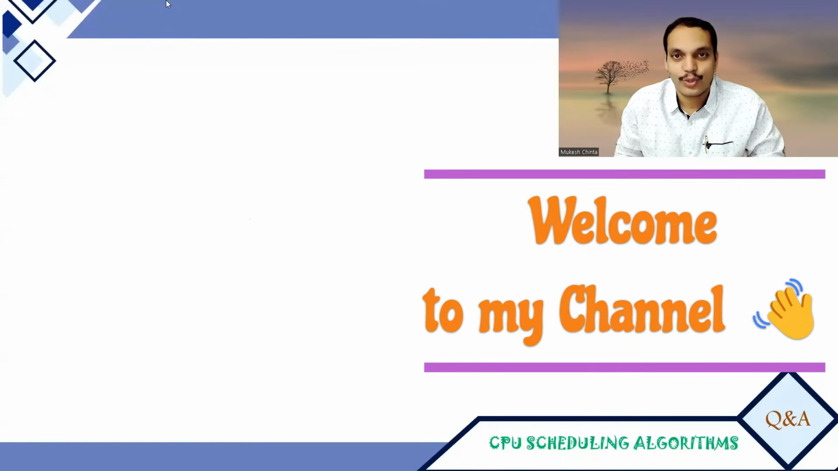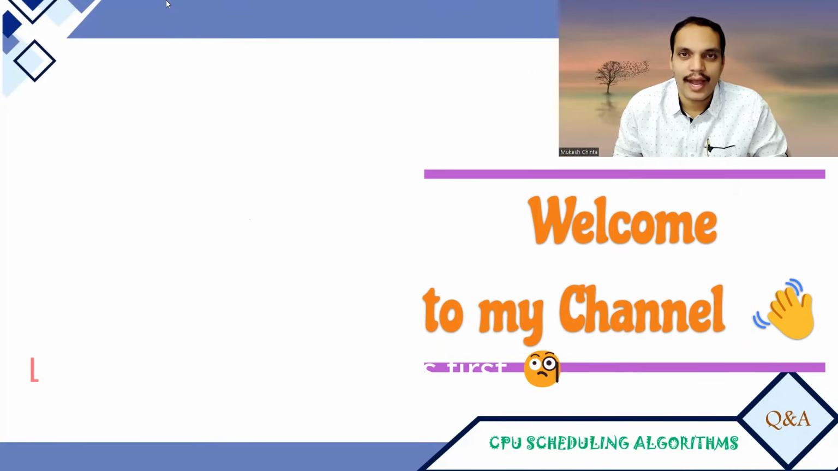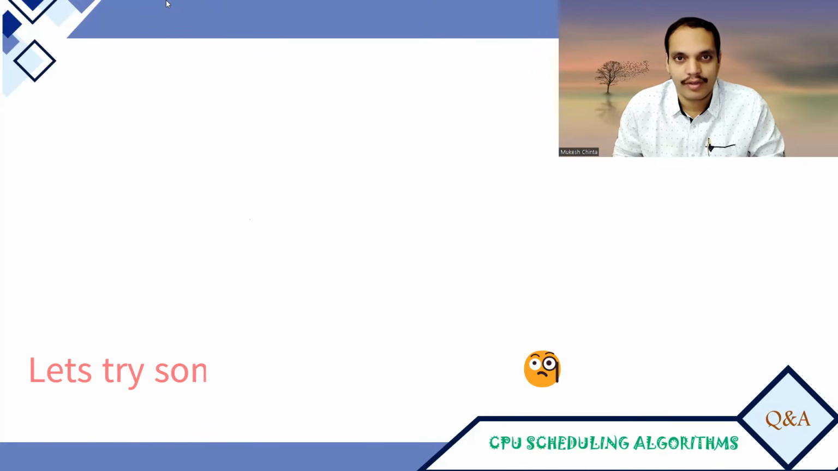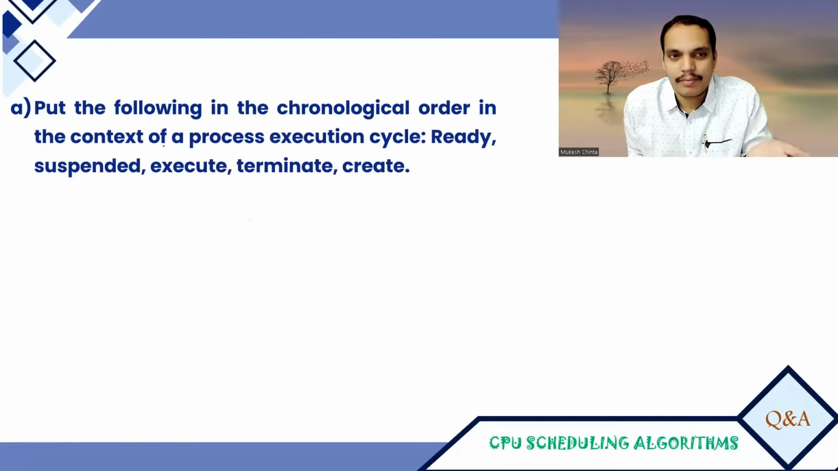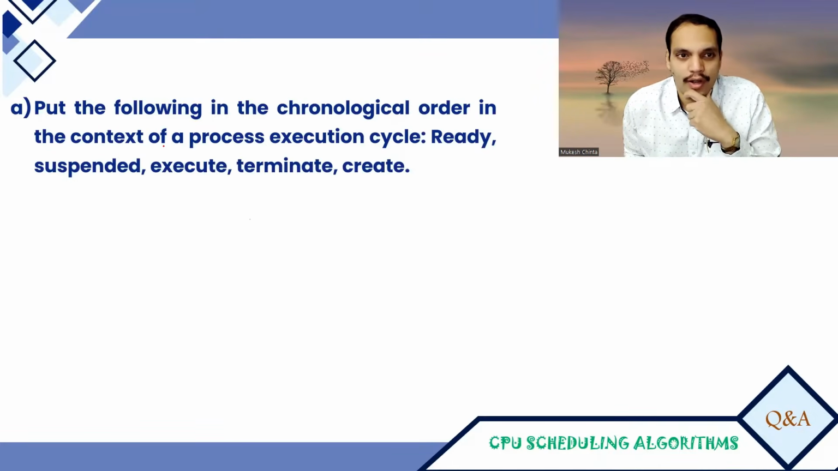Hi everyone. So let's try some of the sample problems that are usually asked in the area of CPU scheduling. First things first, let me show you some of these problems. Take this up: put the following in the chronological order in the context of process execution cycle.